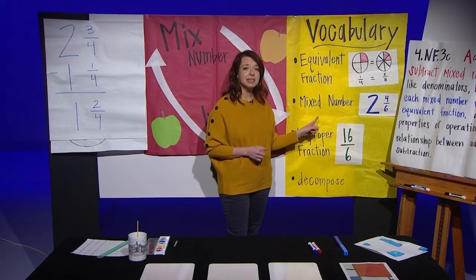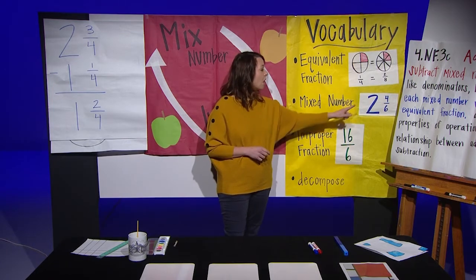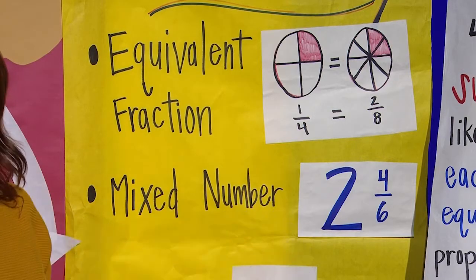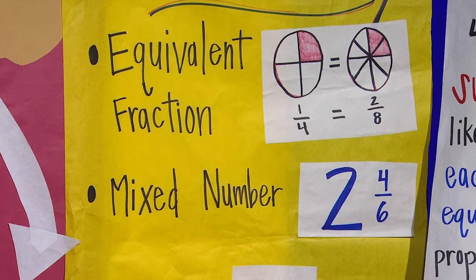We also have a mixed number. A mixed number is a whole number and a fraction. So you read this number by saying 2 and 4/6, and on the number line, this number is found between the whole number 2 and working its way to 3. So that is a mixed number.